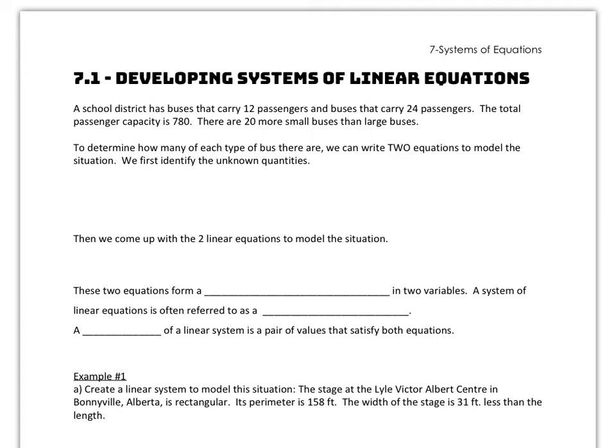To determine how many of each type of bus there are, we can write two equations to model this situation. First, we must identify the unknown quantity. So what are we looking for in this idea? What we're looking for is how many people can fit on each bus. That's what could be found from this situation, because we have 12 passengers on one bus and buses that carry 24 passengers to a total capacity of 780. So we have both small buses and large buses.